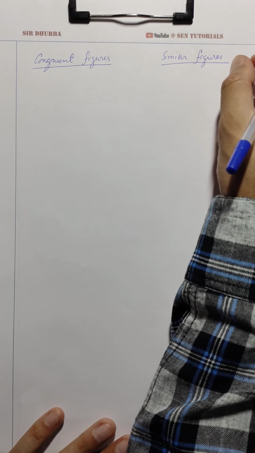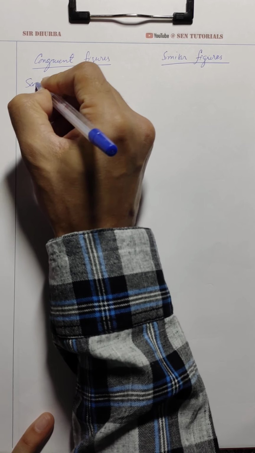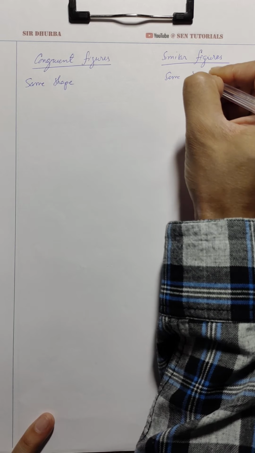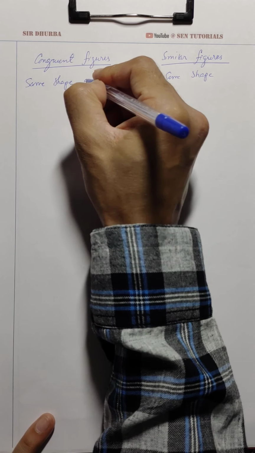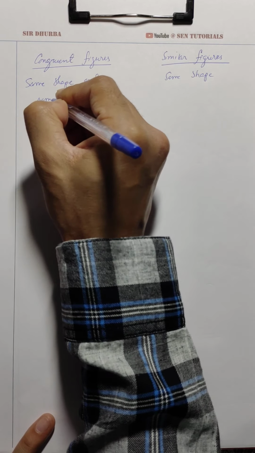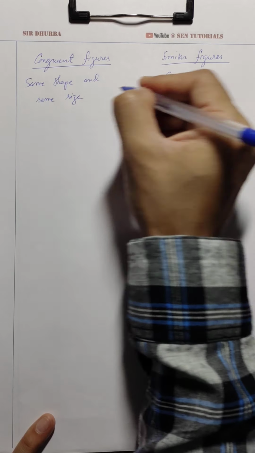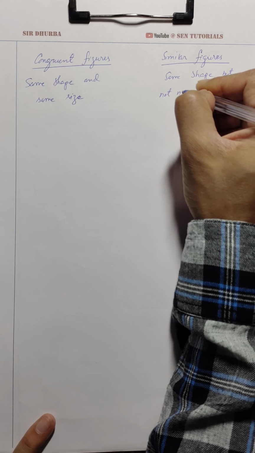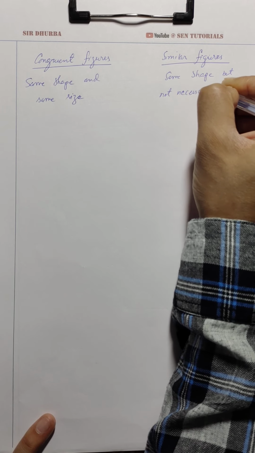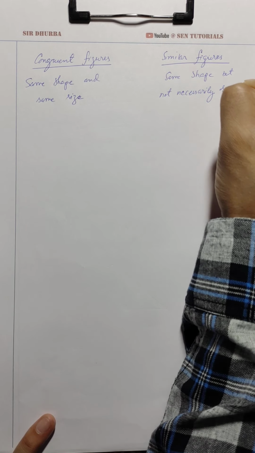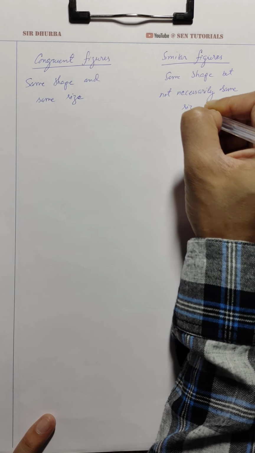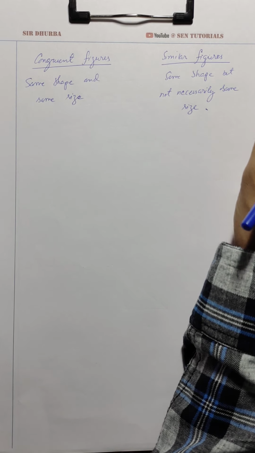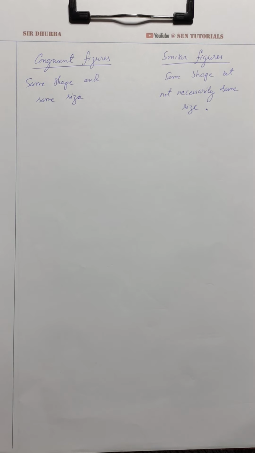Congruent figures and similar figures. What did I say? It should be of the same shape. So similar figures also have the same shape, but here it should be of the same size, here, but not necessarily of the same size. Now let me clarify that concept for you. All right, look here.